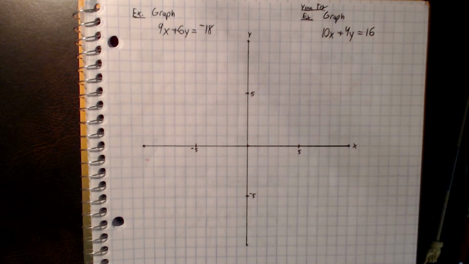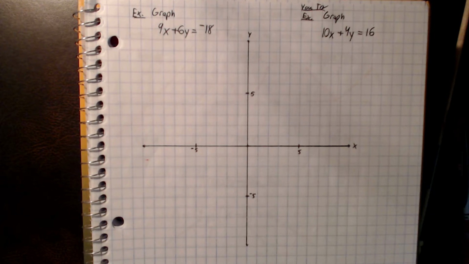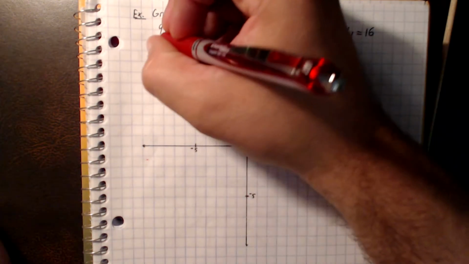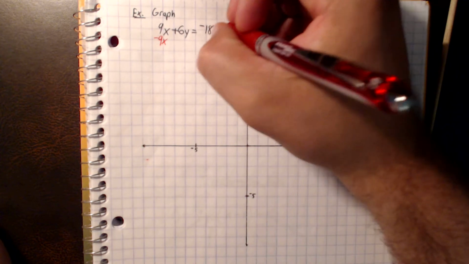You can graph them on the same plane if you'd like to. I'm going to do them in different colors to keep them separated. So let's try this first one out. First of all, we need to put it in the correct form. We'll have to subtract 9x from both sides to do that.